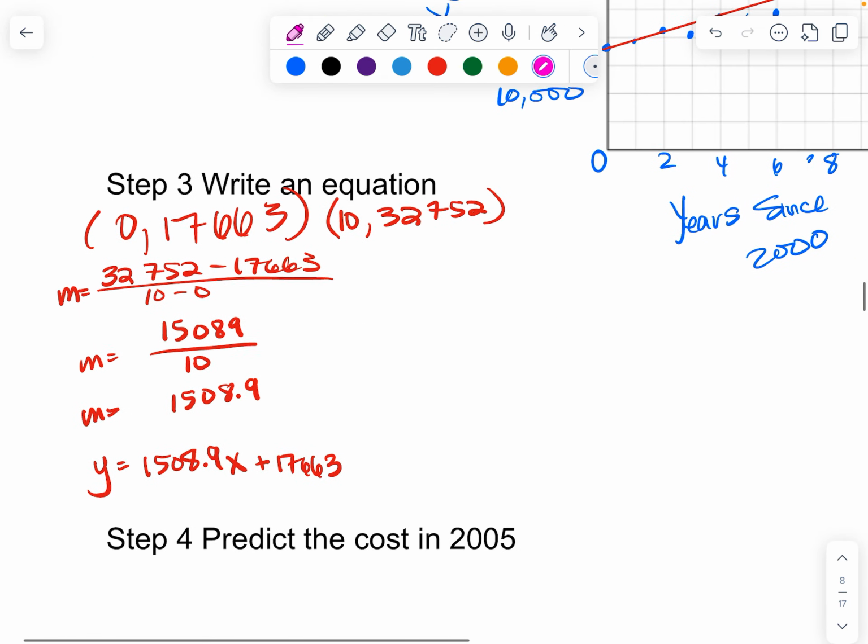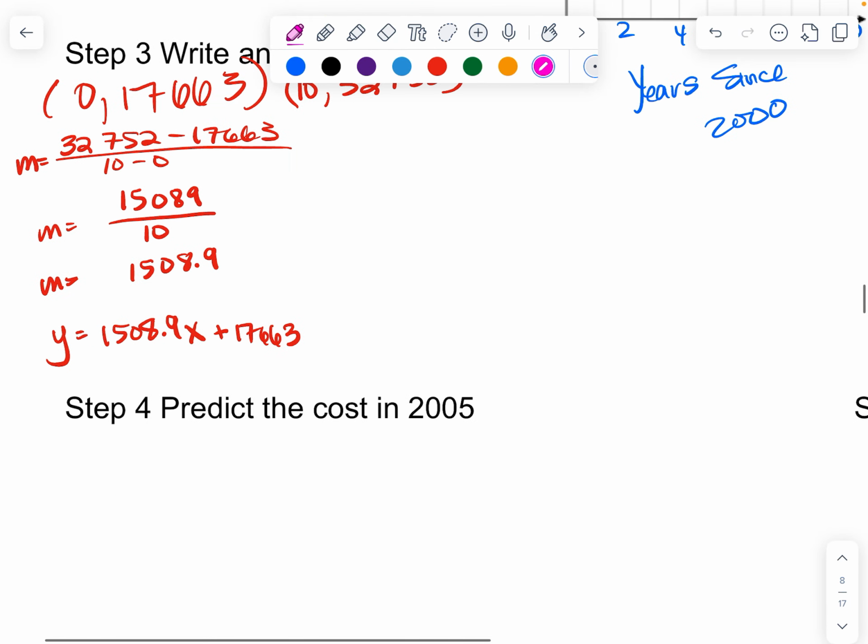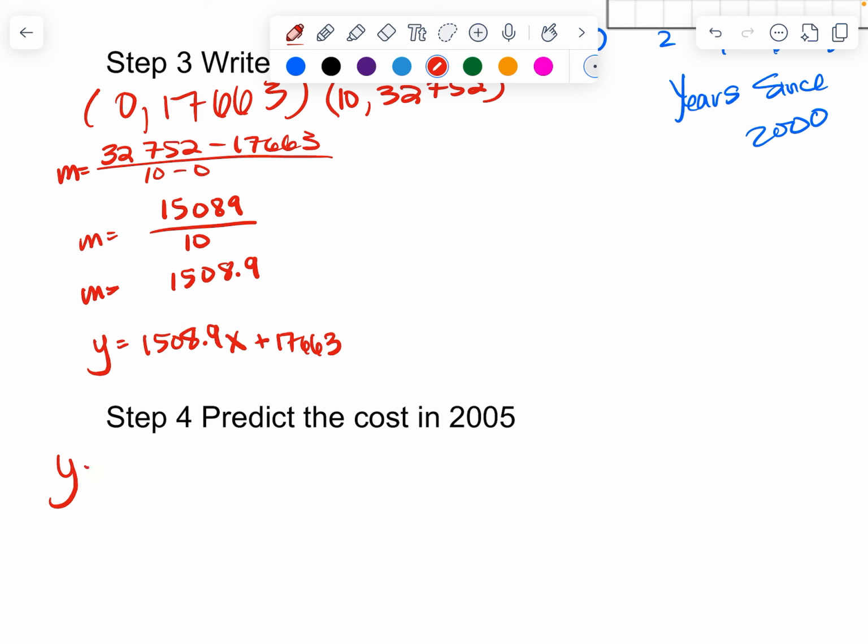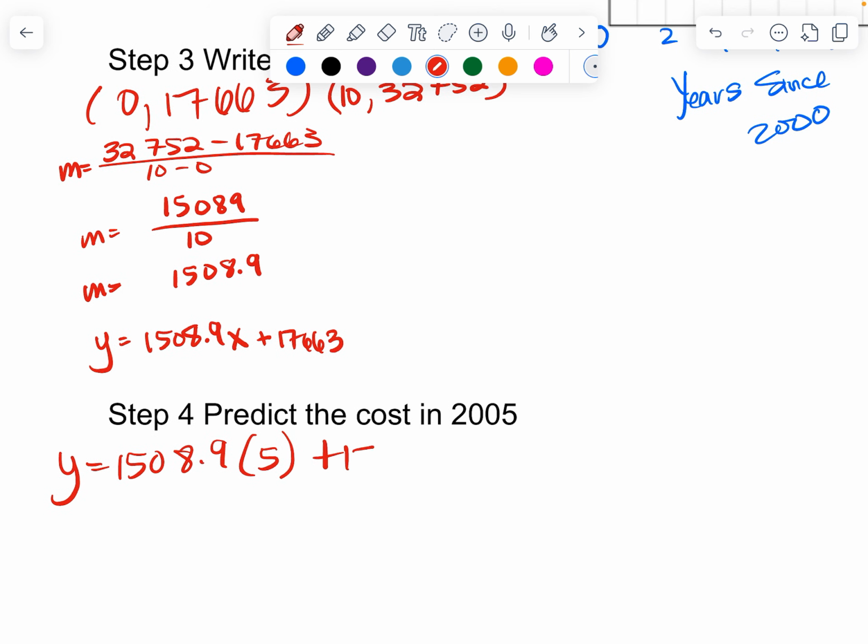We have two different ones. Now it says predict the cost in 2005. Well, if I use the first equation, I'm going to plug in 5 because it's how many years since 2000. So if I take my calculator, 1508.9, and I multiply that times 5, and I add 17,663, I would get 25207.5.